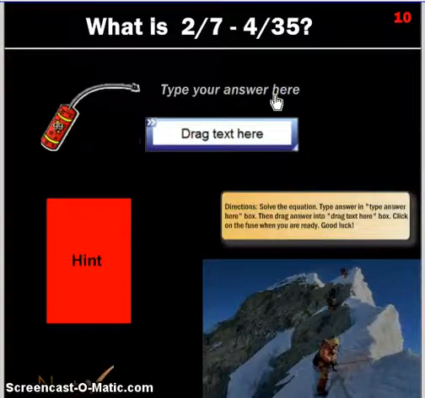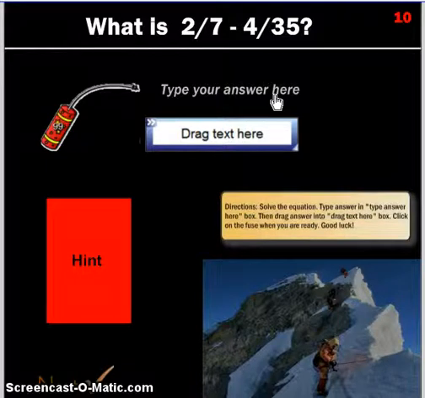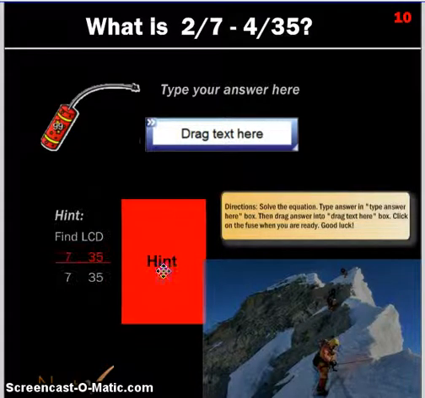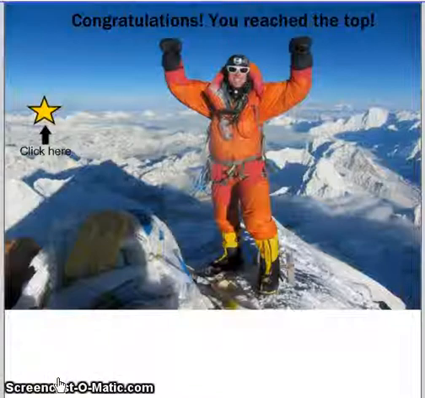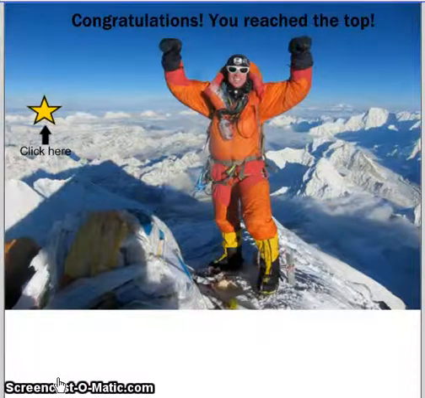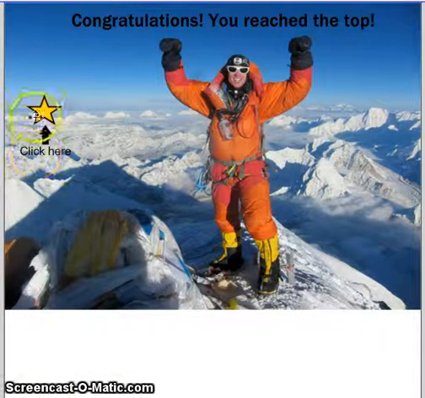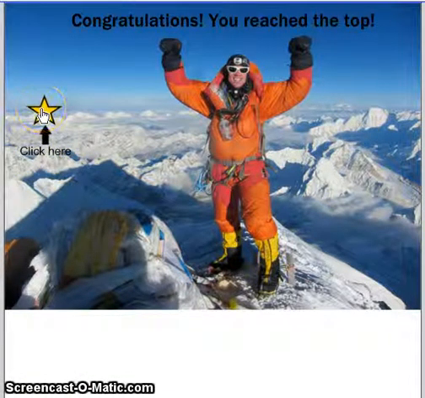And the last one is another one that needs the pencil and paper to solve, and it also has the hint. And when the last question is answered, as you can see, all the numbers are in the top right-hand corner of the game. It goes to the end. Congratulations, you reached the top. And when you click the star, there's some victory music for 40 seconds.